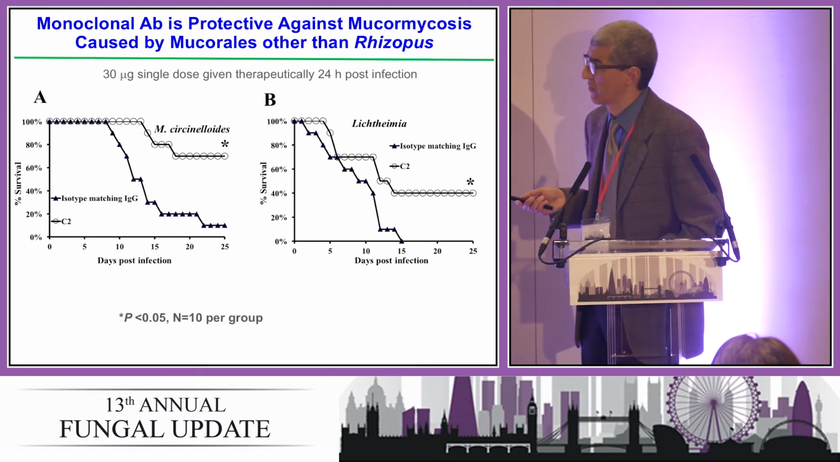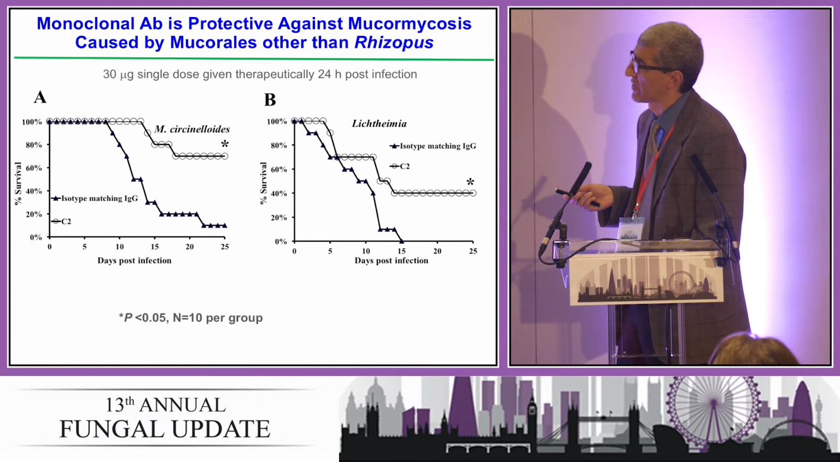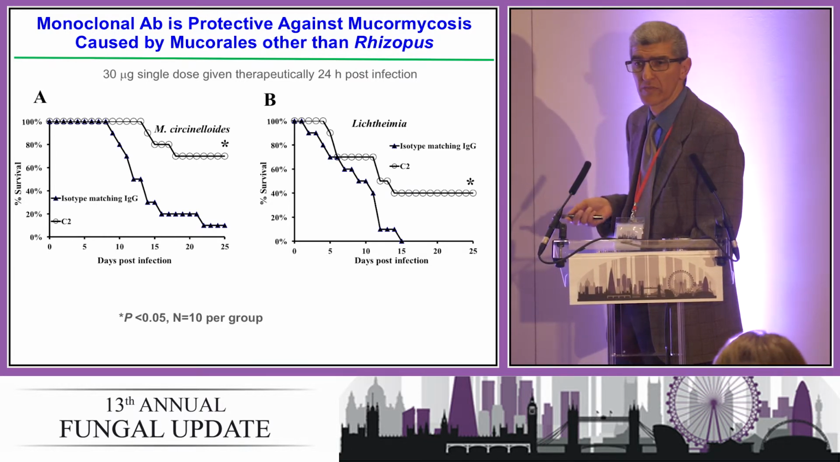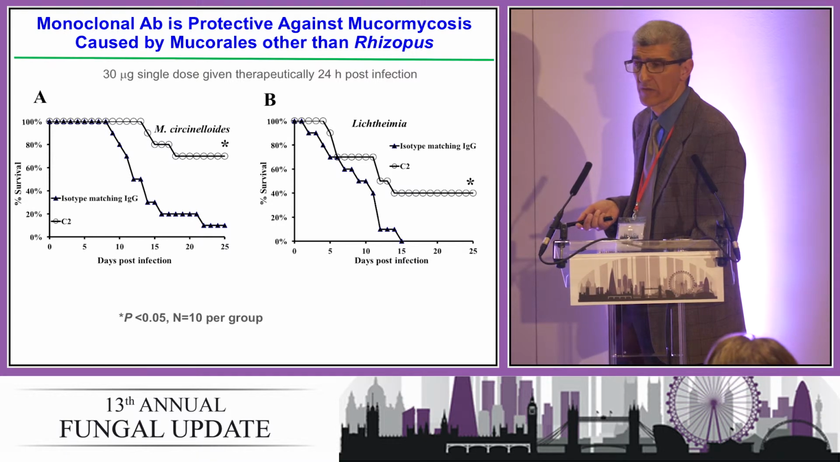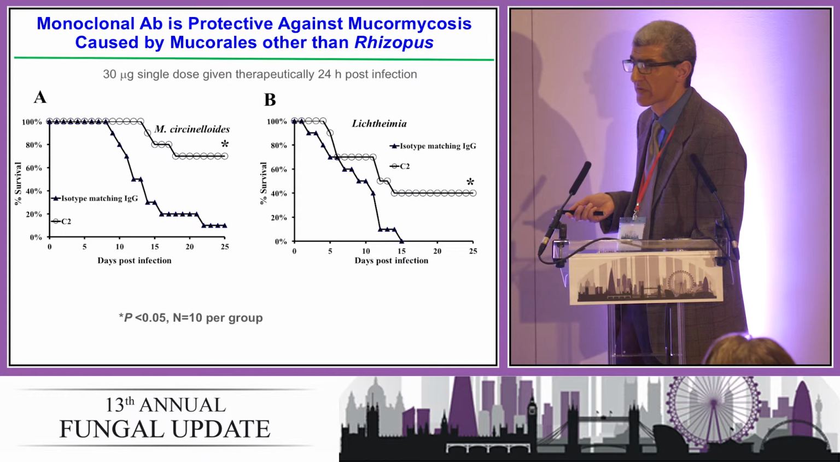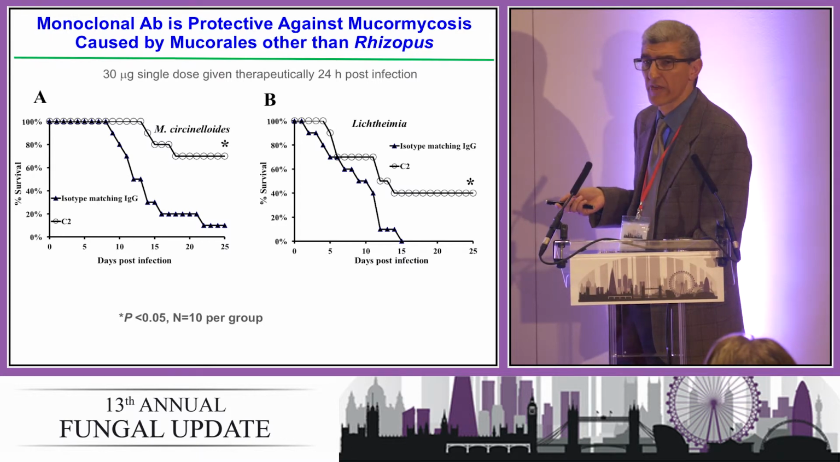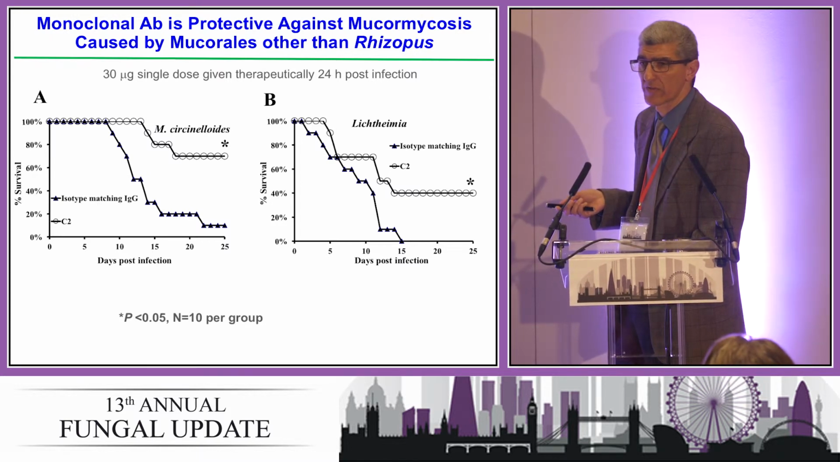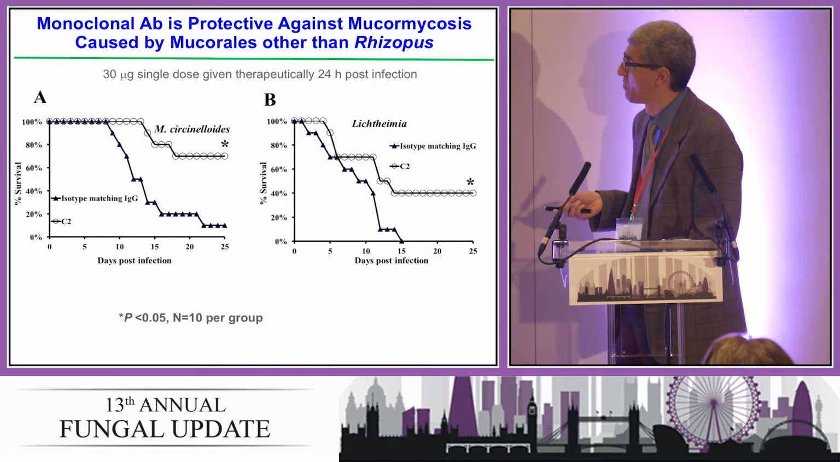And those antibodies, or the C2 clone, was also protective against celluloides, mucor, as well as leucemia. So we're talking about 90% of all causes of mucormycosis are actually sensitive to this treatment. And I bet you if we had actually tried Cunningham-Miller, we would probably see the same effect as well.